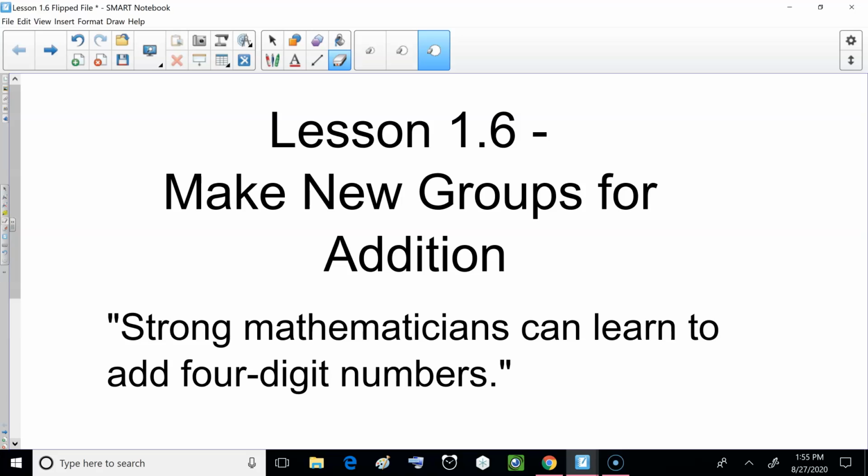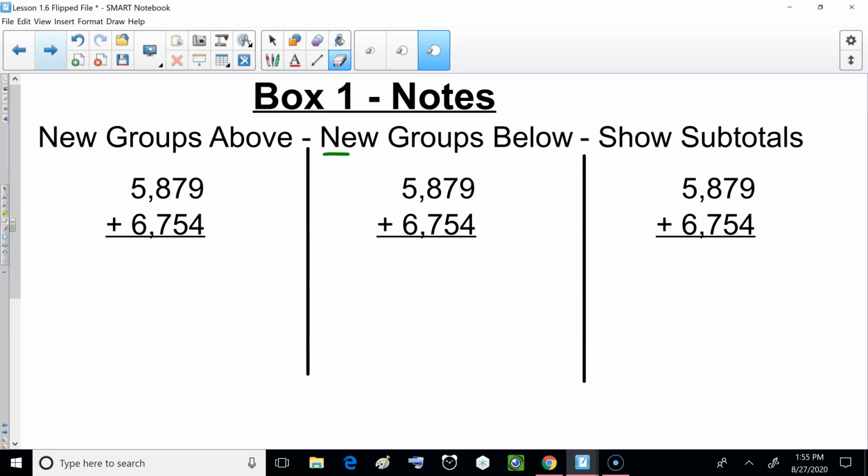Welcome class. Today's lesson, lesson 1-6, make new groups for addition. Strong mathematicians can learn to add 4-digit numbers. So we learned about different place values and different groupings. Now we're going to start adding those different groupings together. There are 3 different ways that we can do this.